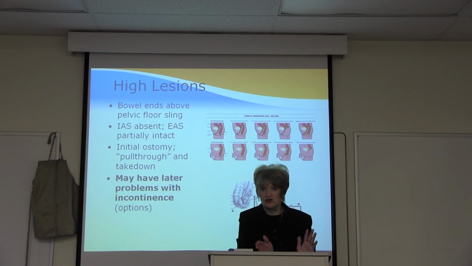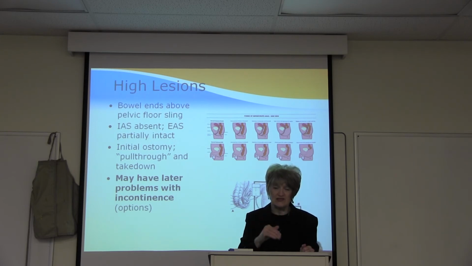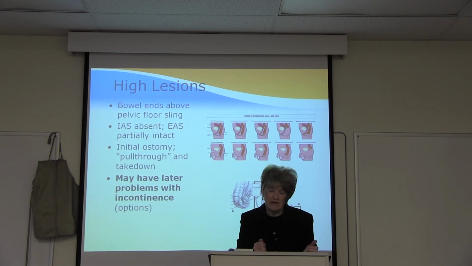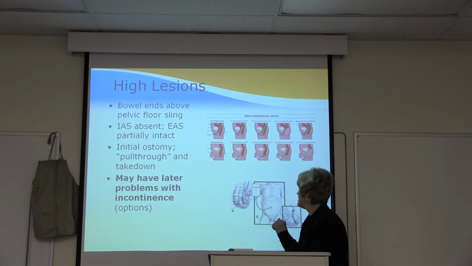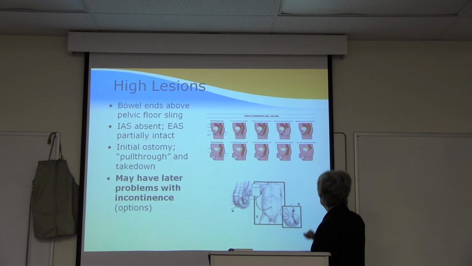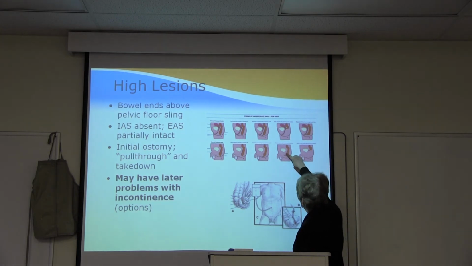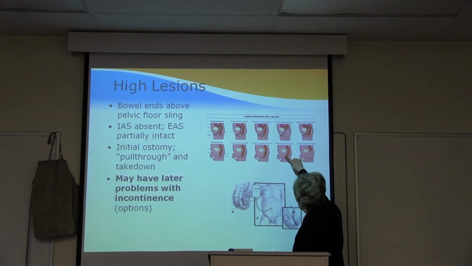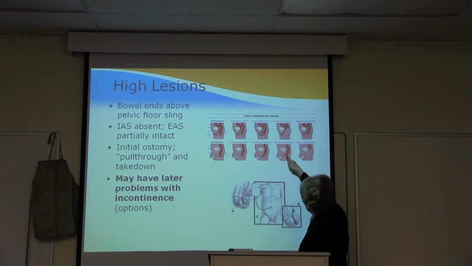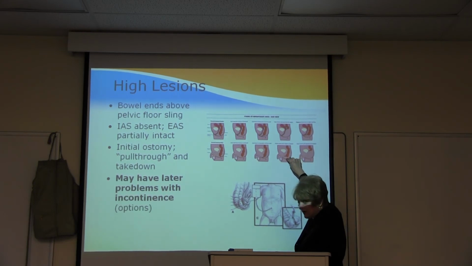The external sphincter, remember that the external sphincter is tied into that pelvic muscle sling, and that pelvic muscle sling is usually intact. So what they're going to end up doing long term is they're going to reconstruct the distal end of the bowel. So they're going to bring the bowel down. They're going to create a pathway from the blind pouch to where the anus should be.